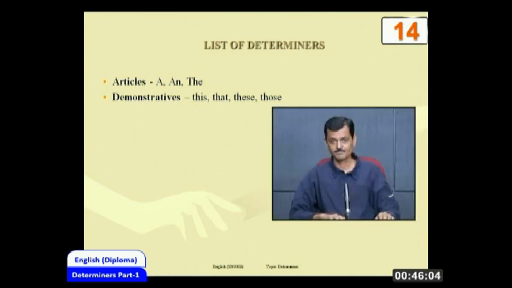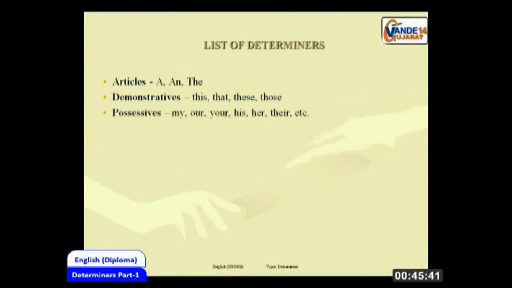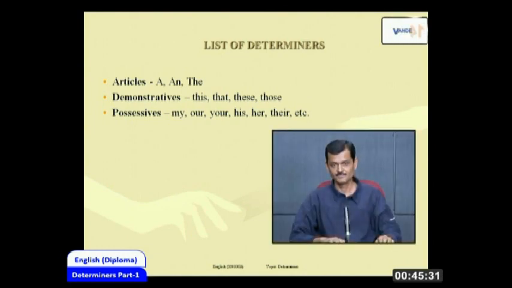Demonstratives like this, that, these, those, all of them are determiners. This boy, that girl, these computers, those cameras. In these examples, all these words, this, that, these and those, they are determiners. Possessives like my, our, your, his, her, their, etc. They are also known as determiners.